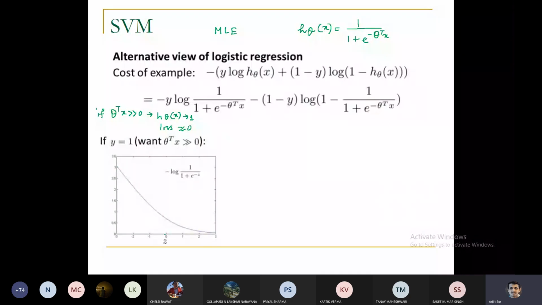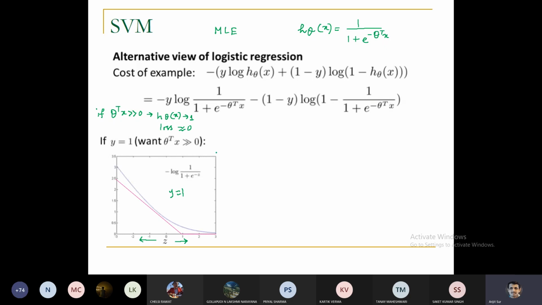If y is equal to 1 and z is going to the minus side, we can incur a very high loss. If z goes to 1 and then greater than 1, it is a very low loss kind of thing. So this is the idea.